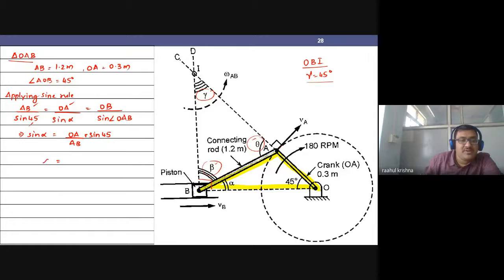So will you give me the value for alpha? Alpha equals sine inverse of 0.3 divided by 1.2 into sine 45. Sine 45 is 0.707, correct? Sine 45 we say is 1 by root 2. So quickly get me the value for alpha. Then beta equals 90 minus alpha.